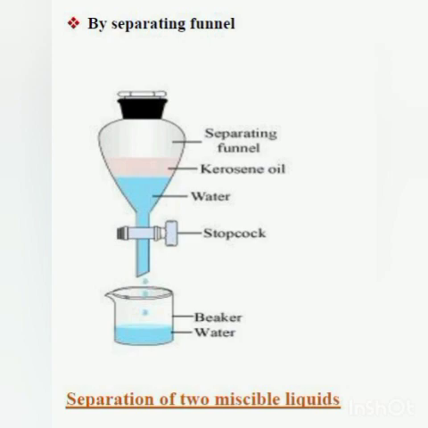Now what happens? When this stop cork is opened, the water will come down, and as soon as the whole of the water comes down, immediately the stop cork is closed. So the kerosene oil remains in the separating funnel, and the water comes out and gets collected in the beaker. Okay, so this is how we separate two immiscible liquids by using a separating funnel.